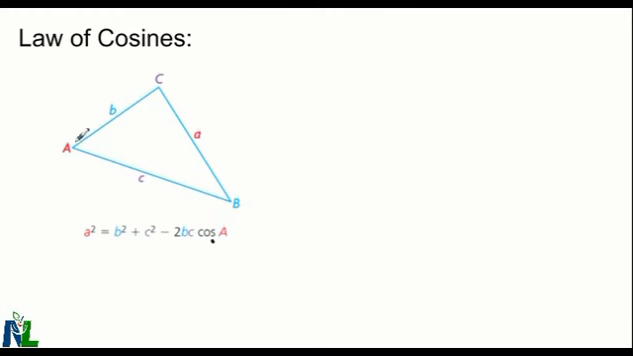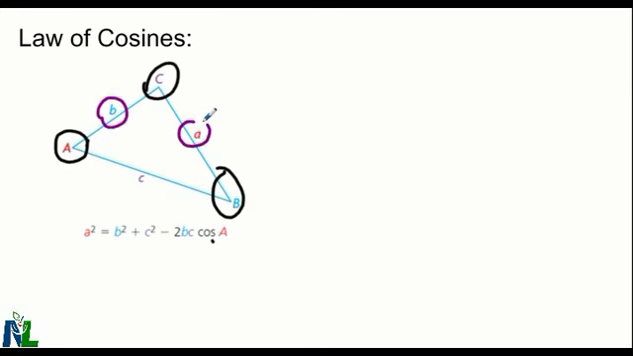So remember, in a triangle, our uppercase letters represent angle measures, and our lowercase letters represent side lengths. So in our formula here for the law of cosines, any lowercase letters represent side lengths, and uppercase letters represent our angle measure.